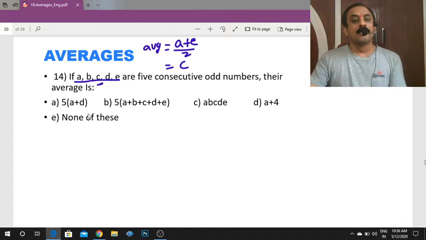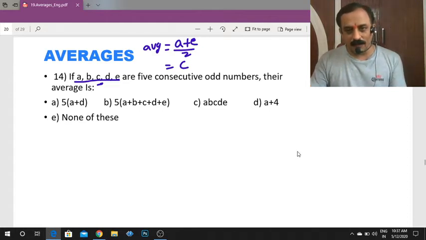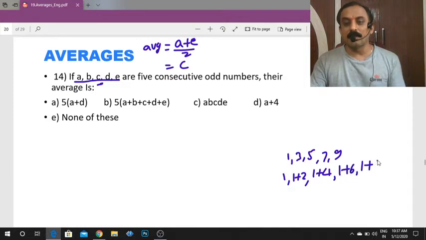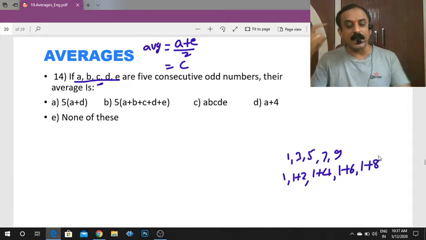For example, take five odd numbers: 1, 3, 5, 7, 9. The first number is 1. Compared to the first number, the second number is plus 2. The third number is 1 plus 4. The fourth number is 1 plus 6. The next number is 1 plus 8.